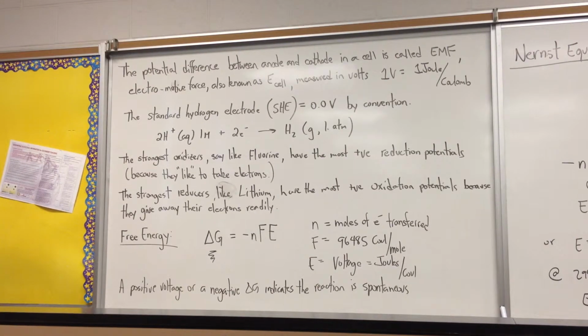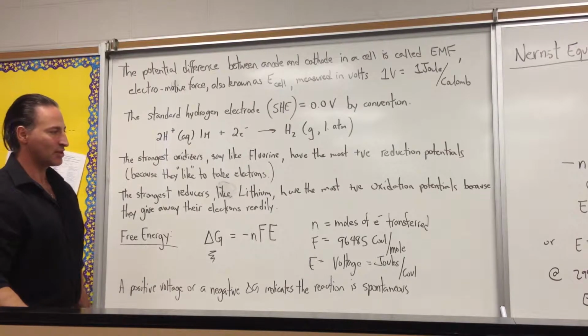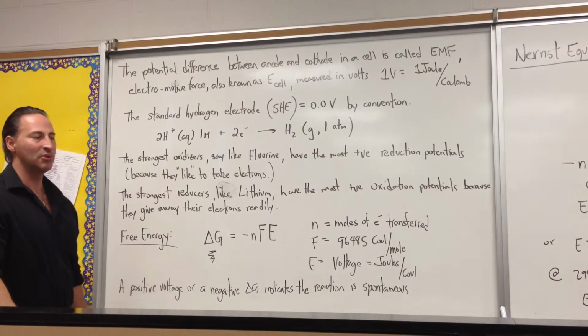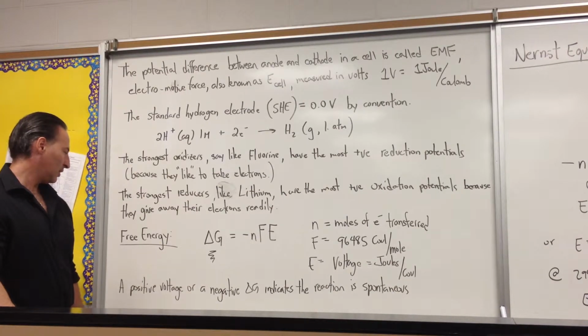So the measure of the spontaneity of a reaction, as far as we're concerned, is that it has a positive potential. If you see a positive potential in the reaction, that means the reaction takes place readily. If on the other hand you see a negative potential for the reaction, it means the reaction tends to run the other way. Which brings up the concept of free energy.